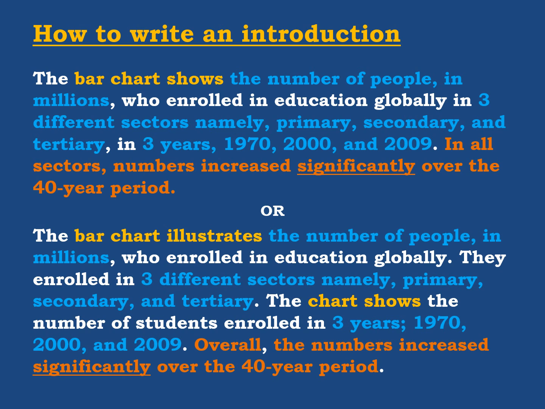And then the chart shows the number of students enrolled in 3 years, 1970, 2000, and 2009, and again we stop. So we divided that sentence into 3 sentences, not only 2. So it is better to keep the sentences short. You try to make your sentences short, not very long. And the last sentence is the same. So here we have 4 sentences, because sometimes when you have too much information to be included, it's better to increase the number of sentences rather than having very long sentences.